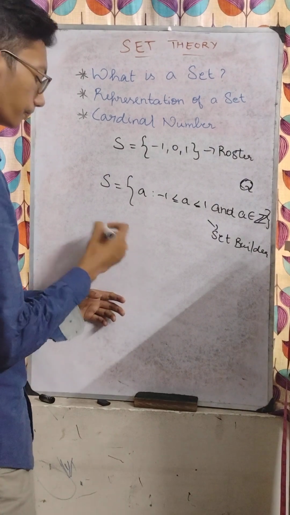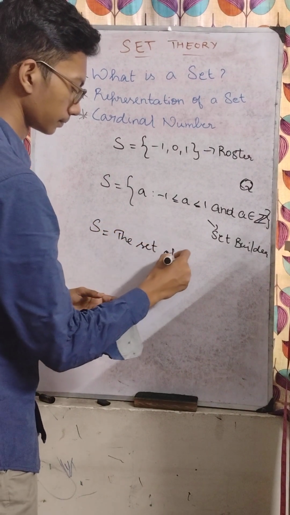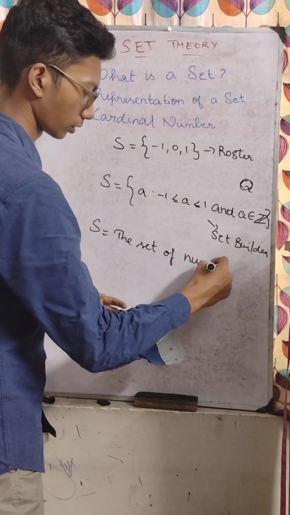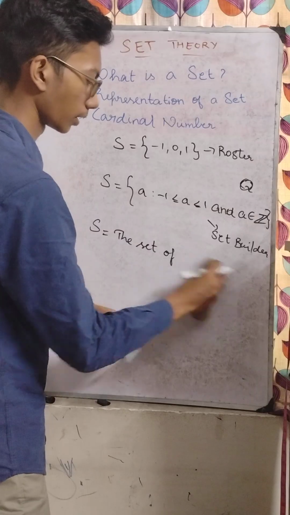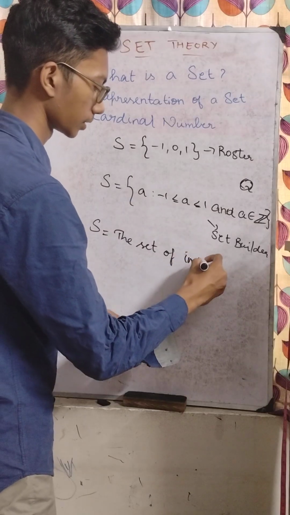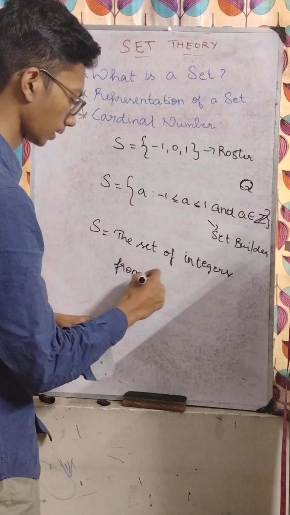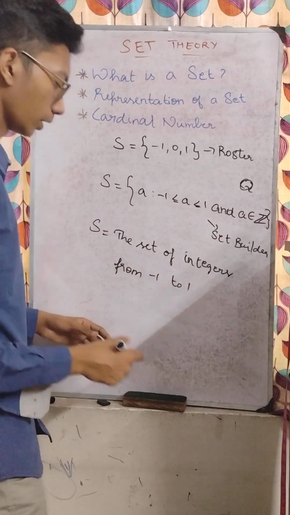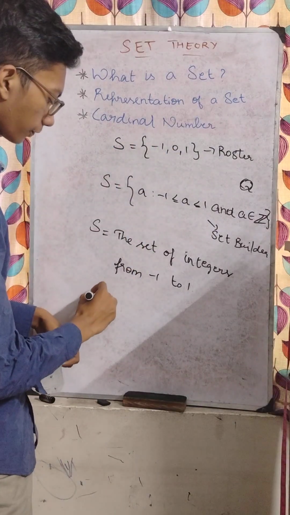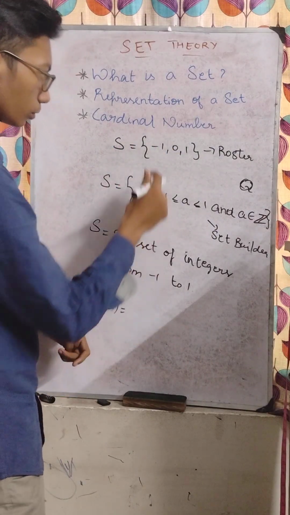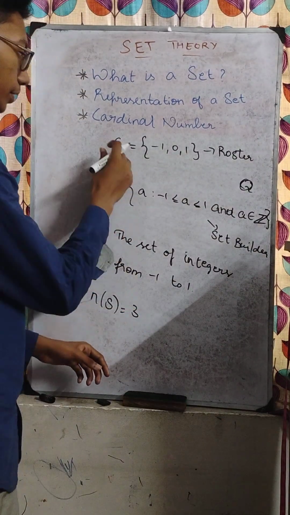Now next, the word form. So the set of integers from -1 to 1. So that's the word form. Now we will find the cardinal number. So n of S is equal to 1, 2, 3. So the cardinal number is 3 for the set S.